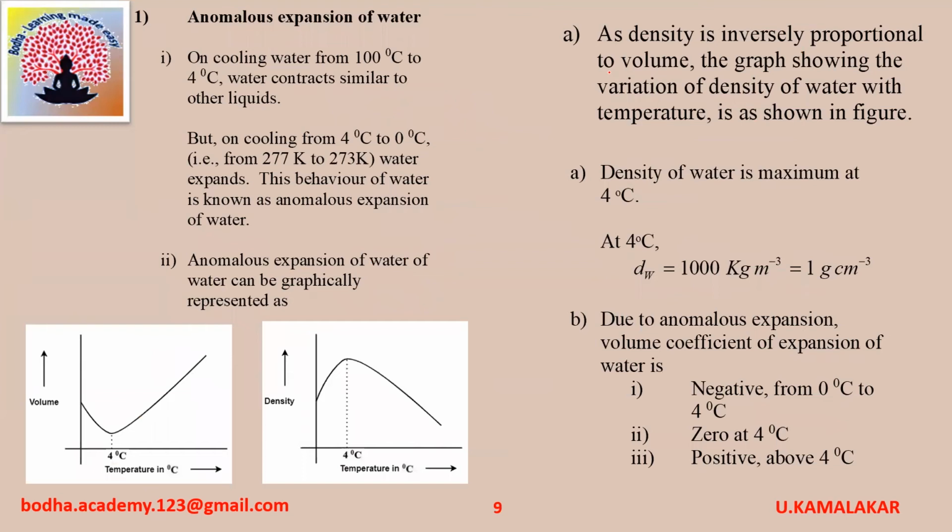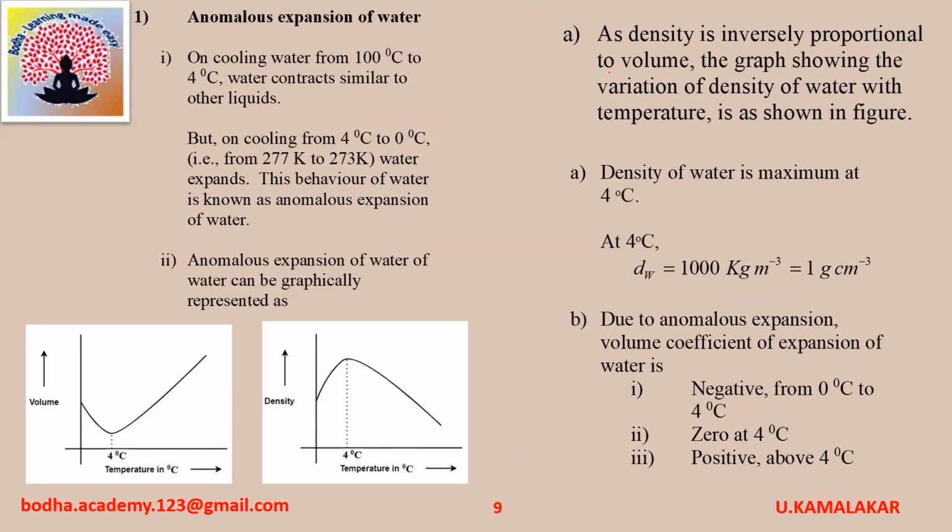Next topic, anomalous expansion of water. On cooling water from 100 degrees centigrade to 4 degrees centigrade, water contracts similar to all other liquids. But on cooling water from 4 degrees centigrade to 0 degrees centigrade, water expands. This behavior of water is known as anomalous expansion of water.